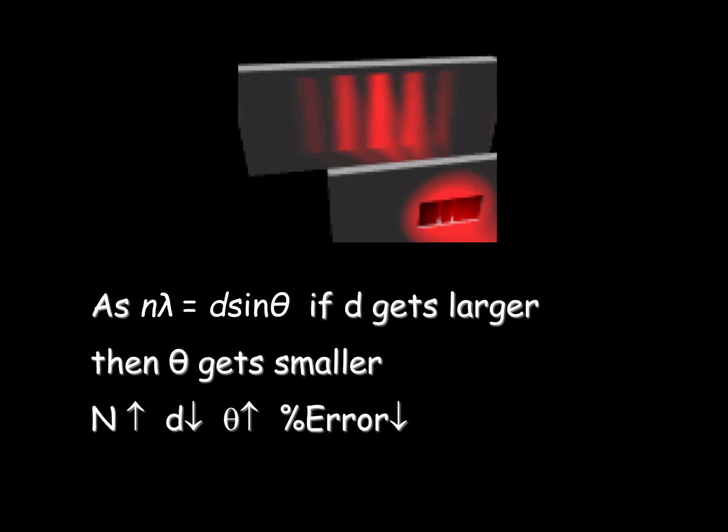Now, we don't say accurate result, we say a lower percentage error because, well, it's right and the other one isn't. So we usually say lower percentage error if we remember. Of course, the converse is also true. If the number of lines decreases, d will increase, theta will decrease, and you basically increase your percentage error. So the more lines per millimetre, the more accurate your experiment.